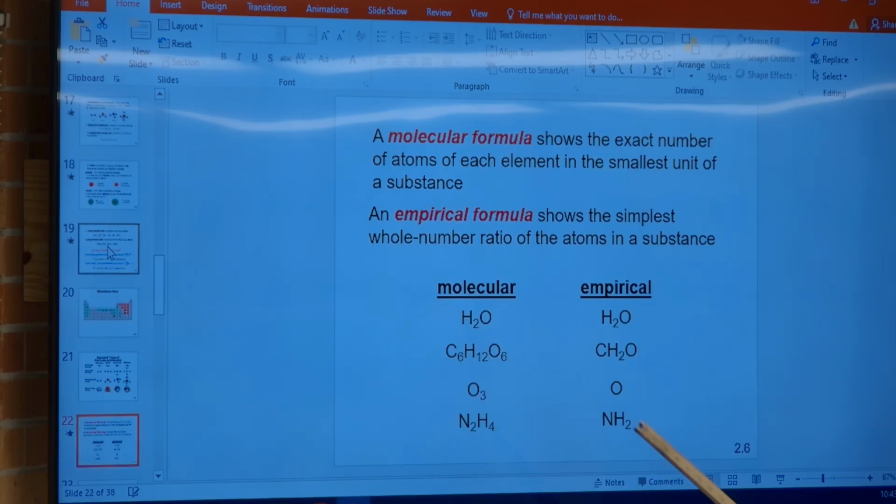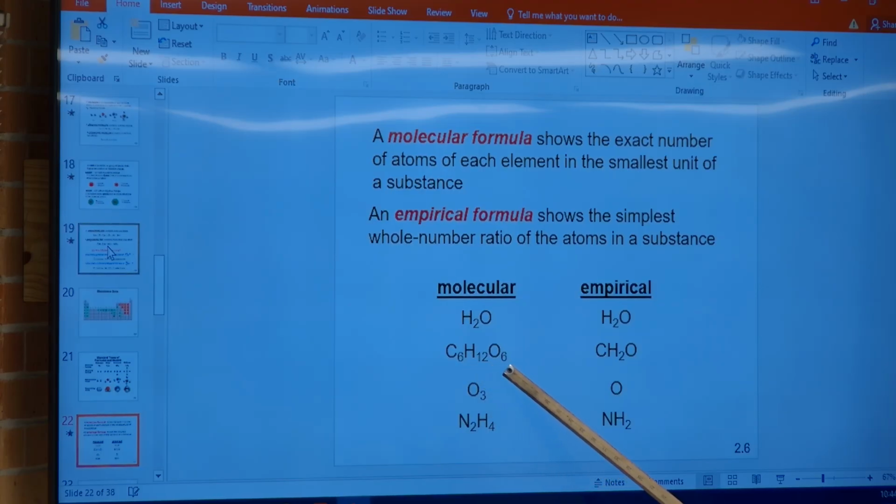For example, for water, H2O, two hydrogen atoms bond with one oxygen atom. Can we simplify this number ratio? We cannot. 2 to 1, how can you simplify? 1 is the smallest whole number. You cannot simplify. So the empirical formula is exactly the same as the molecular formula, because 2 to 1 is already the simplest whole number ratio. Most cases will be different, like this.